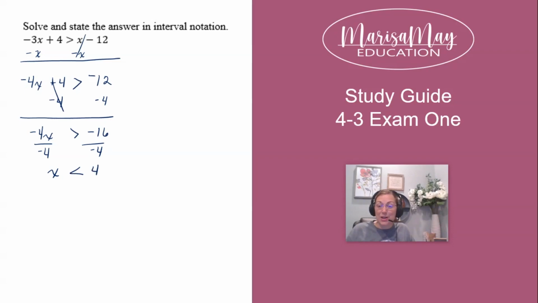And you may be saying, Dr. May, why would you switch that from a greater than to a less than? But that's the one rule about inequalities that's different than equations. When we multiply or divide by a negative number, we flip the inequality. So I have now that x is less than 4.